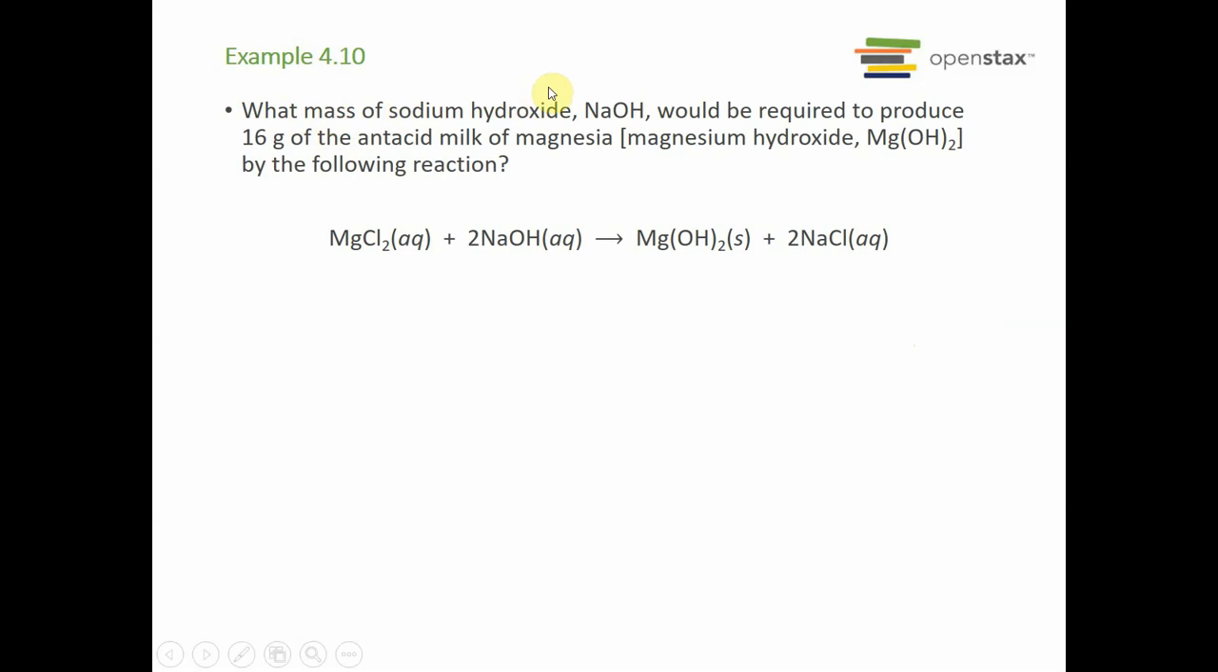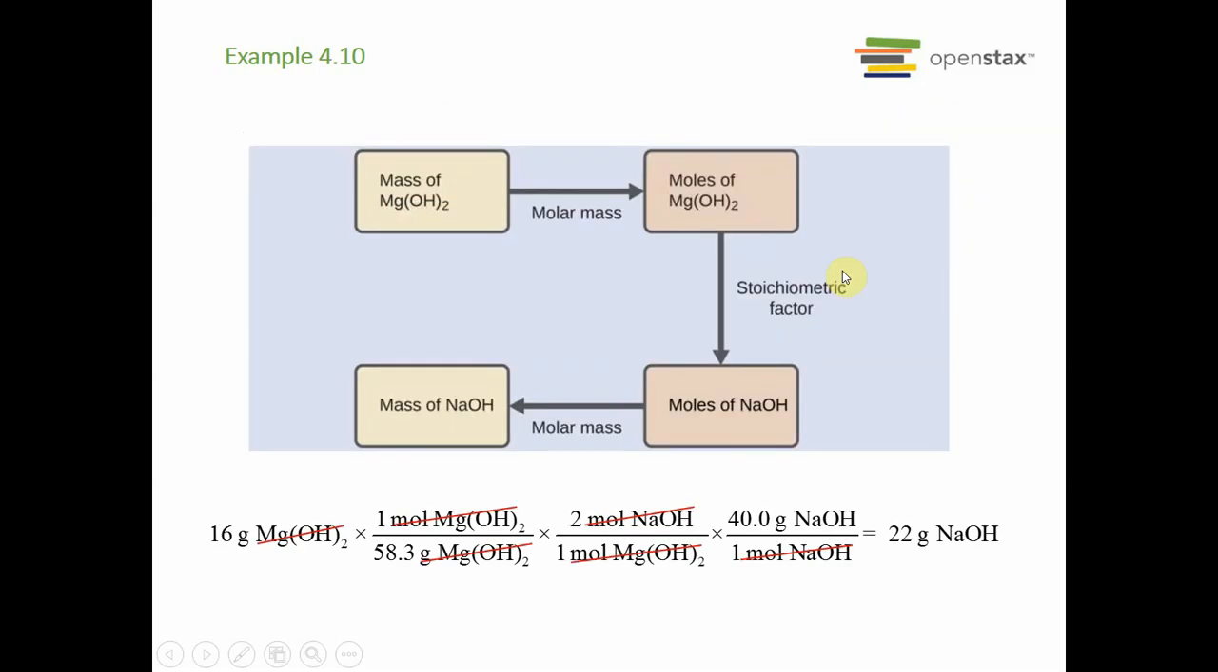So what is the mass of sodium hydroxide that would be required to produce 16 grams of the antacid milk of magnesia, which is magnesium hydroxide, by the following reaction? Well, you can see the ratio of the moles, but you've got to convert 16 grams into moles and then multiply that by 2 to get to the moles of sodium hydroxide.